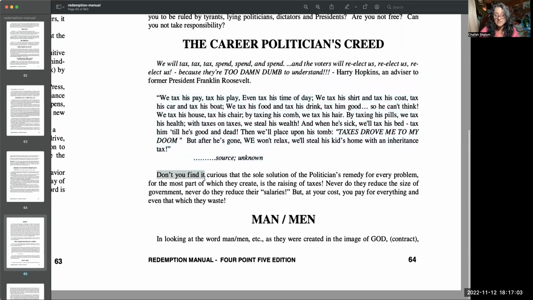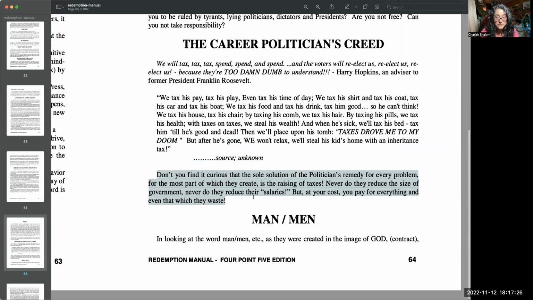Don't you find it curious that the sole solution of the politician's remedy for every problem, for the most part of which they create, is the raising of taxes? Never do they reduce the size of the government, never do they reduce their salaries, but at your cost, you pay for everything, and even that which they waste.